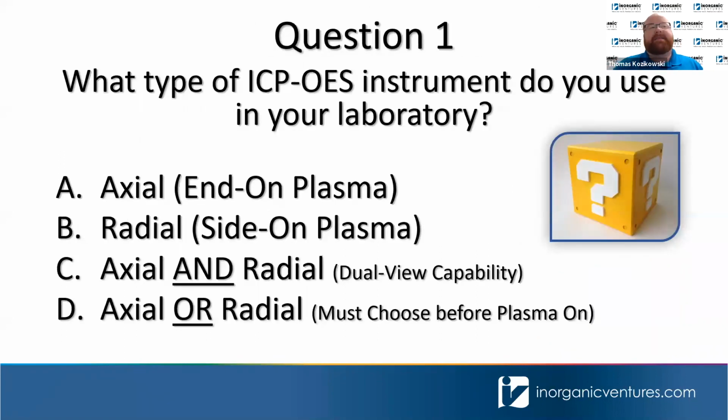What type of ICP-OES instrument do you use in your laboratory? So you might have Axial, only Radial. A dual view system would be choice C, where you have Axial and Radial capability on the same run. Or you might have an instrument where you can switch between Axial or Radial, but you have to turn the plasma off to do that. So we'll give you a couple of seconds to answer these.